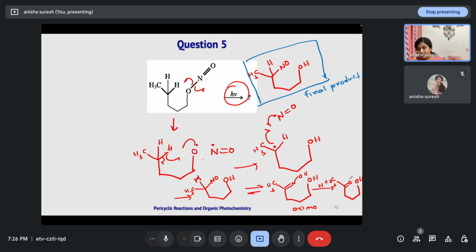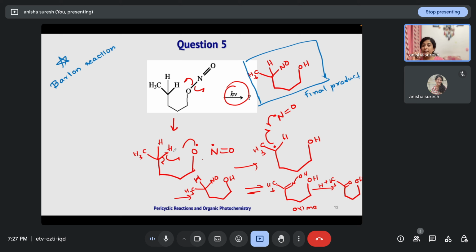Any doubts? So this is an example of Barton reaction. So this is an important reaction. So first, this ON bond will be cleaving homolytically, leading to formation of oxygen radical and NO radical.